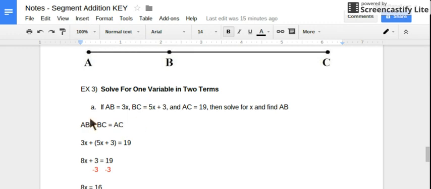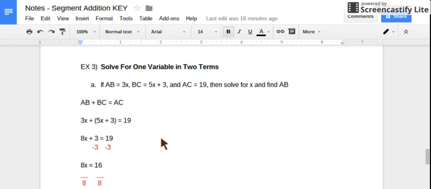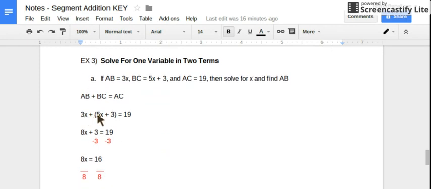Same figure, same situation, same setup. AB plus BC equals AC. We're substituting what we know. AB is 3x, BC is 5x plus 3, and AC is 19. Now that it's set up, let's combine like terms. 3x and 5x give us 8x. We'll leave that plus 3 alone for a sec, and it still equals 19.